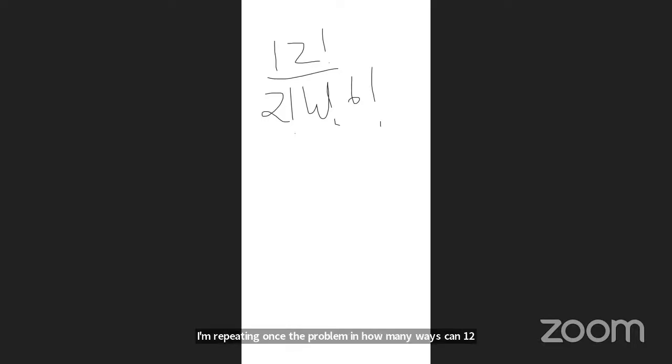In how many ways can 12 students of MCOM class be allotted to 3 tutorial groups of 2, 4, and 6 respectively? I'm repeating the problem once. In how many ways can 12 students of MCOM class be allotted to 3 tutorial groups of 2, 4 and 6 respectively? This is also a permutation problem.